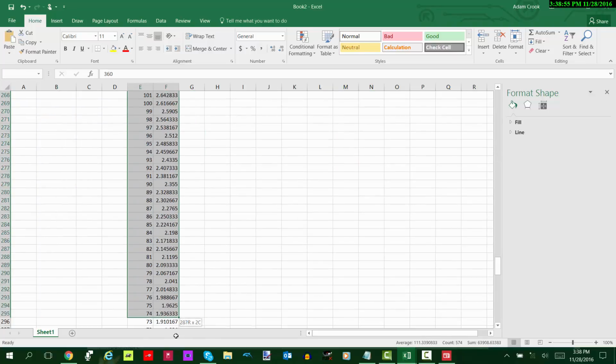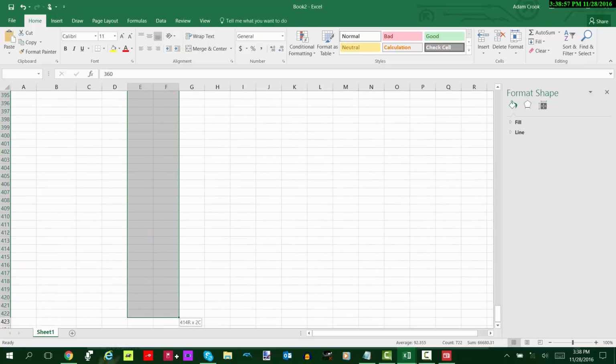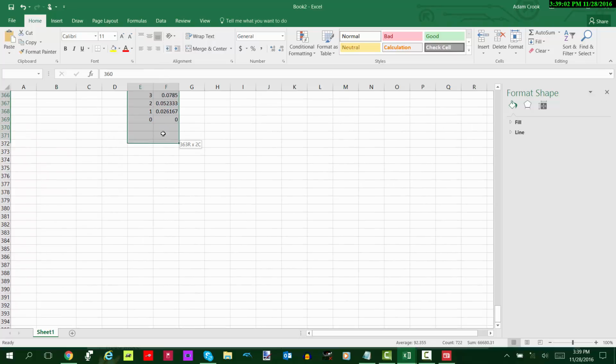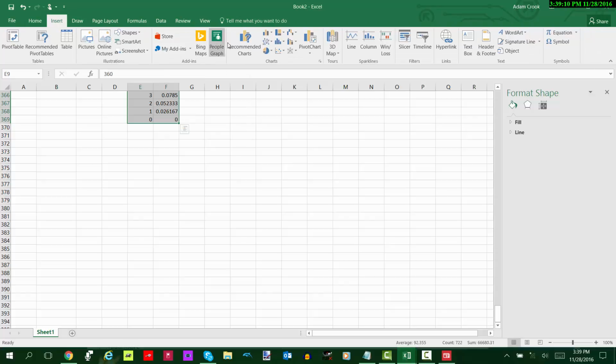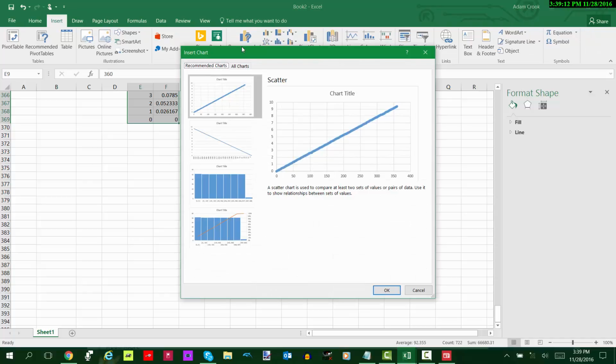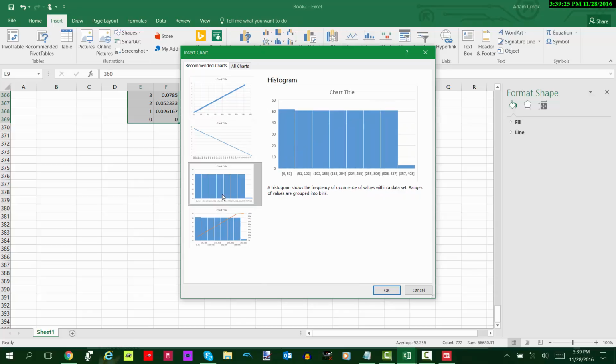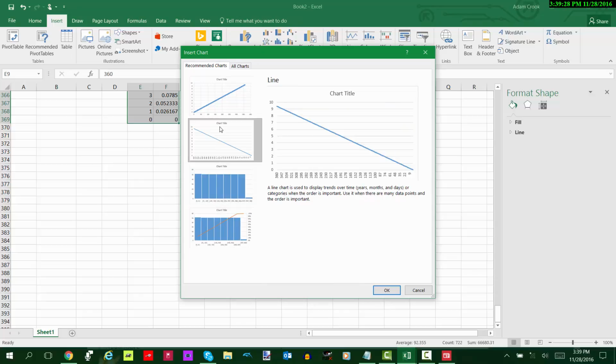Because we can't exactly tell what's going on. We should be going no higher than 10. And I think what we had that other line was like... Okay, insert graph. Recommended charts. Let's see what they give. No, we don't want bar. What the hell is that? That's a Pareto distribution of data. I don't know. Histogram. No. I think this is the best one we're going to have.